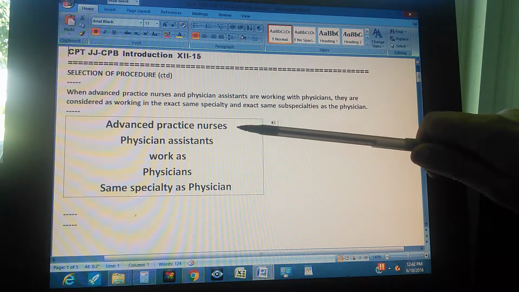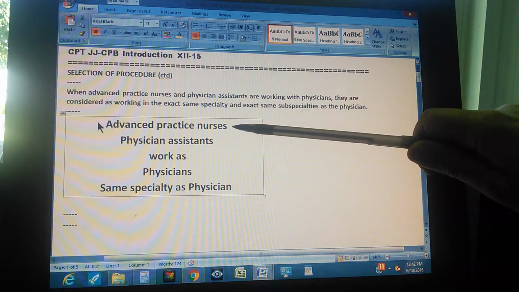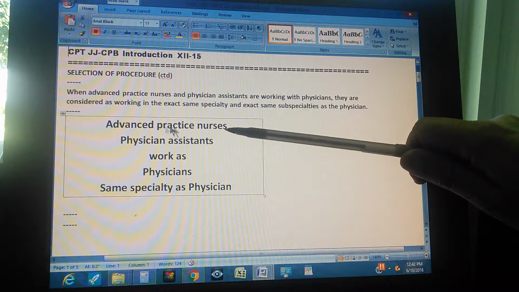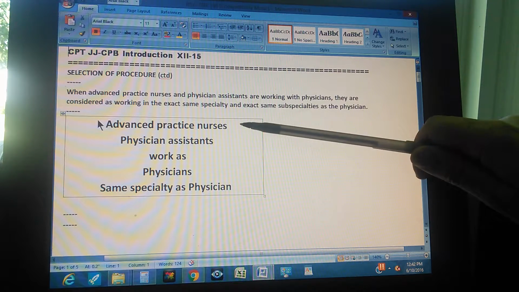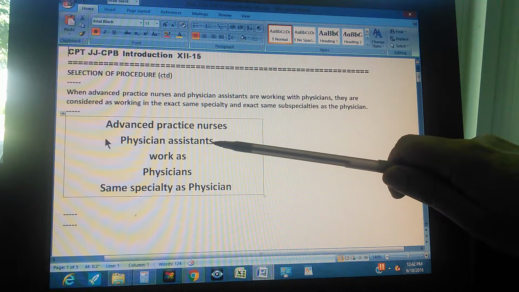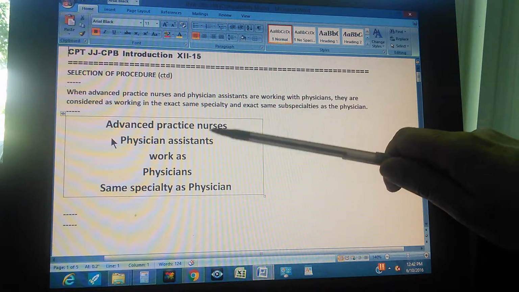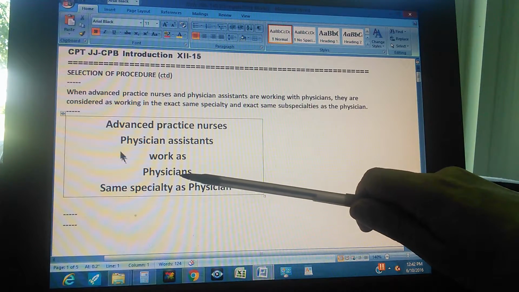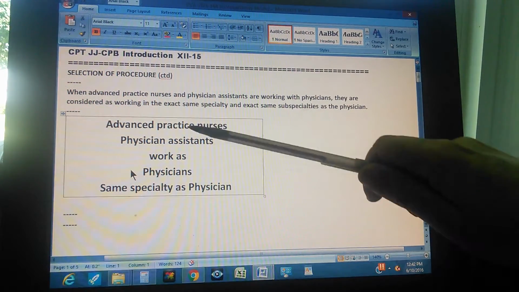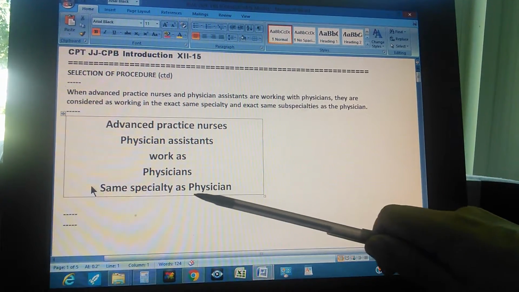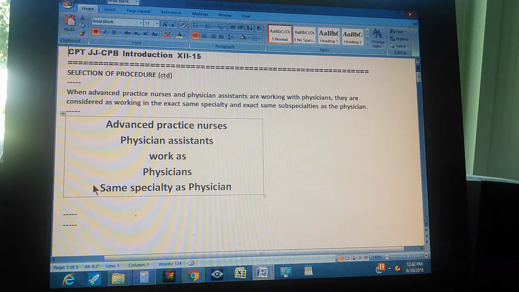So the first one is advanced practice nurses. When the advanced practice nurses and physician assistants, these two groups, are working with physicians, they work as physicians. Then these two groups are considered the same specialty as the physician. That's what it says, our theory. So now this is our theory for today, and now we're going to do the problem.